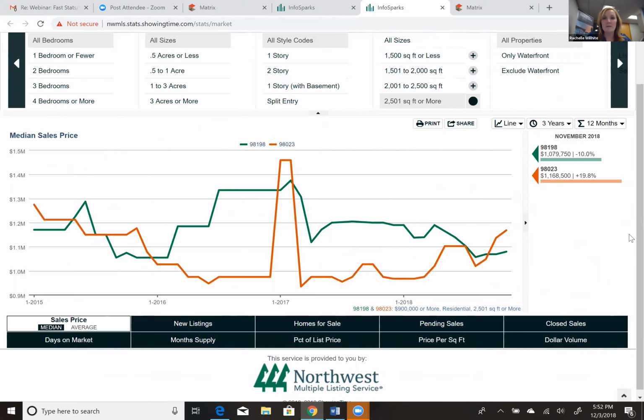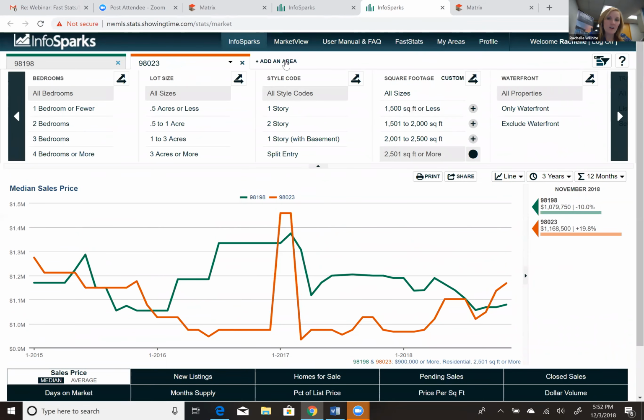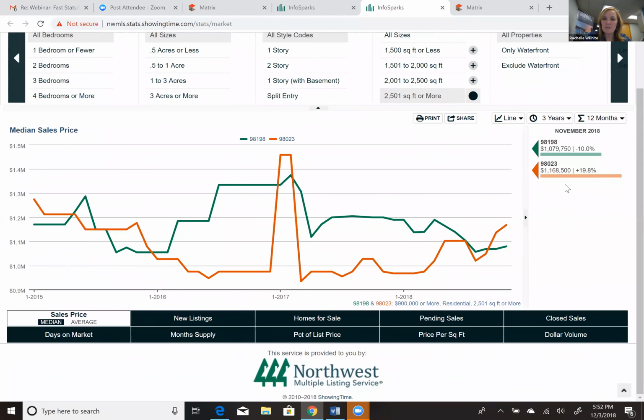It could be maybe they had a major flood that happened one time around the Redondo area, which affected the home values. I don't know why it's down 10% for this particular one, see how it went down right here, but that's 2018. But you can notice the trends between the two zip codes, or you can add another area and you can compare. But what's interesting is 98198 is $1 million. That's the median price point, and we're just right at the median price point.